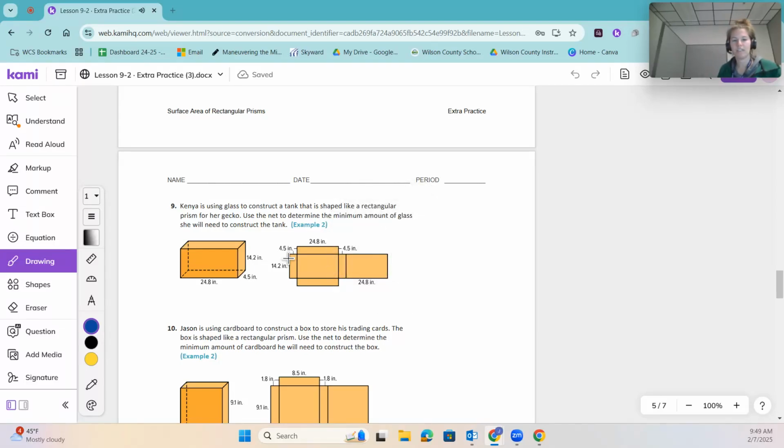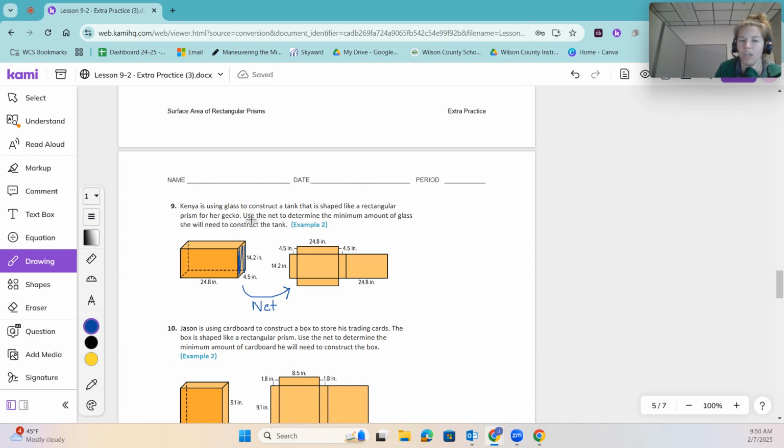Today we are finding surface area of rectangular prisms, which is just the area of the outside of that shape. So we can unfold it or unravel it here and make it look like this picture here. This is called a net, which, if you unfold our shape, shows all the different sides of it flattened.